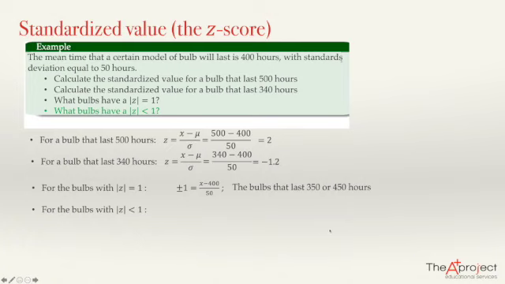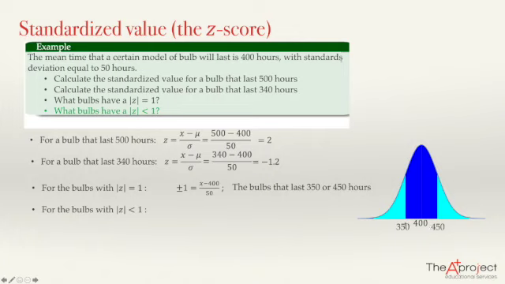Now that we have answered question 3, it will be easy to answer question 4. This question can be answered just by making a graph. If we make a graph and observe that 350 and 450 are two values that are one standard deviation from the mean of 400, every value between them will have a distance less than 1 standard deviation to the mean. So for that reason, the answer is: the balls that last between 350 and 450 hours have an absolute value of z less than 1.